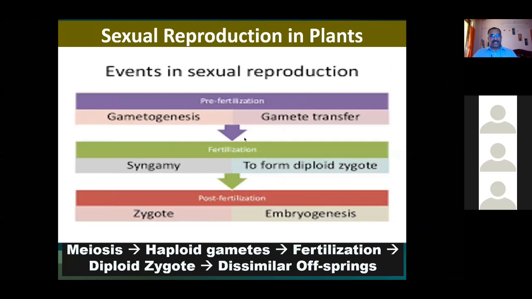All the events, especially in sexual reproduction, you can see that there are two important events a flower is having. That means one is to produce the gametes. Second thing is to confirm that they are going to be fertilized.